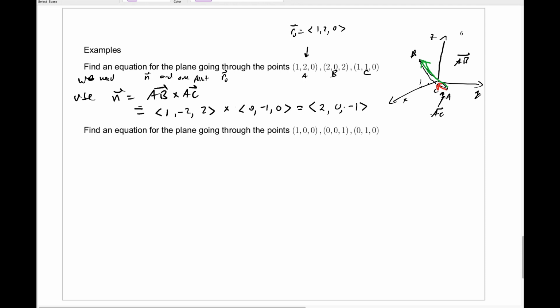Now you can check in your head, is this correct? We might have made a mistake when computing the cross product. Is this vector really orthogonal to both this first vector AB and the second vector AC? In your head, do the dot product of this vector n with AB. 2 times this plus 0 times this minus 1 times that. Well, that's really 0. What about the dot product with AC?